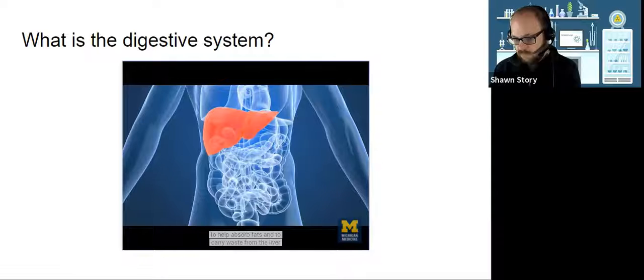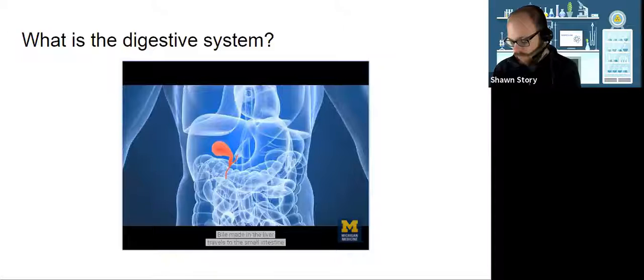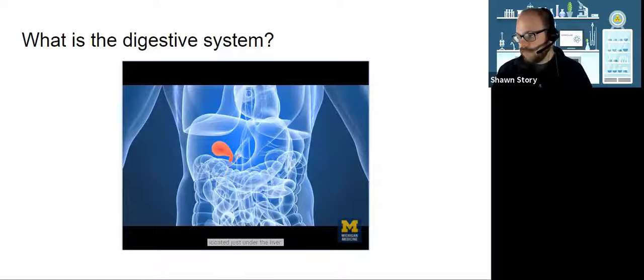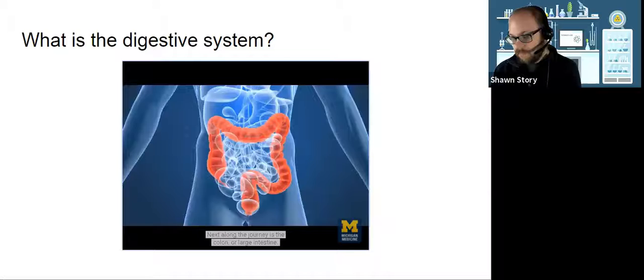Bile has 2 main purposes: to help absorb fats and to carry waste from the liver that cannot pass through the kidneys. Bile made in the liver travels to the small intestine through bile ducts. If the bile isn't needed immediately, it is stored in the gallbladder, which is a pear-shaped reservoir located just under the liver. The gallbladder sends this stored bile into the small intestine to aid in the digestion of food.